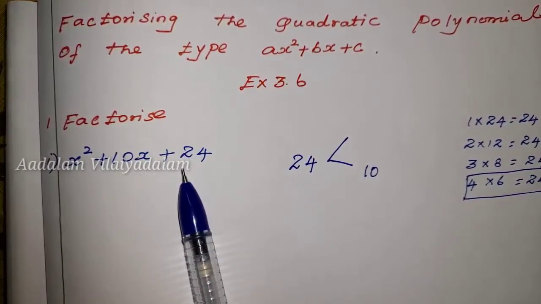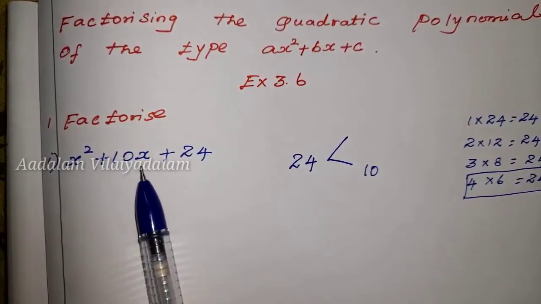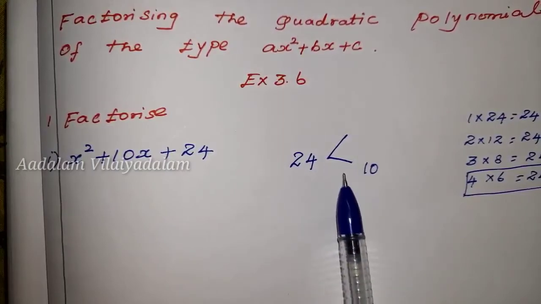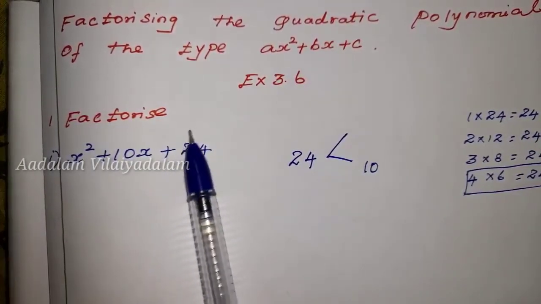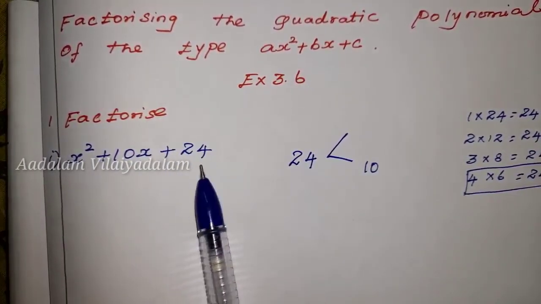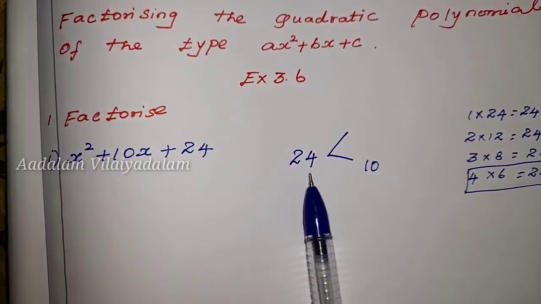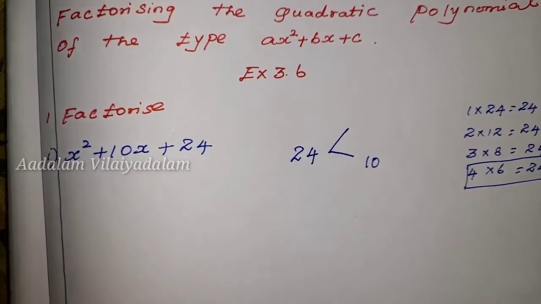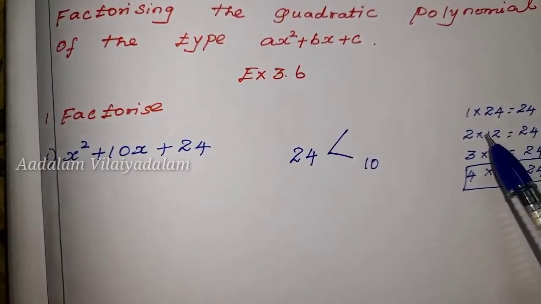So first identify the sum of the factors. The coefficient of x is 10, that is the sum of the factors. The product is the constant term. Here the constant term is 24, so the product of the terms is 24. First we identify the factors of 24.